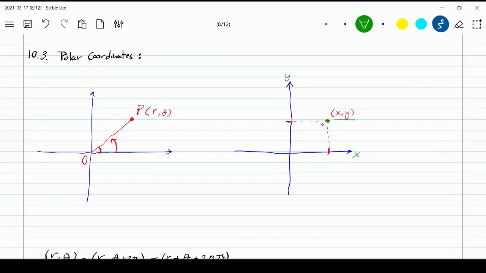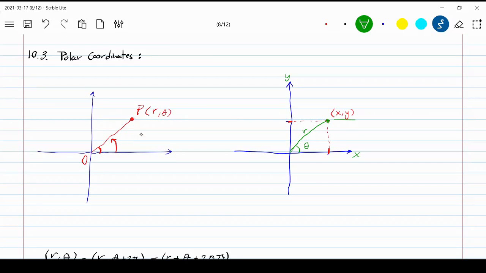We can create the same point through an angle and radius. What do I mean by that? If you look at this point, that point has a distance from the origin and creates an angle with the origin, with the x-axis. The angle is called theta, and the distance is called r.